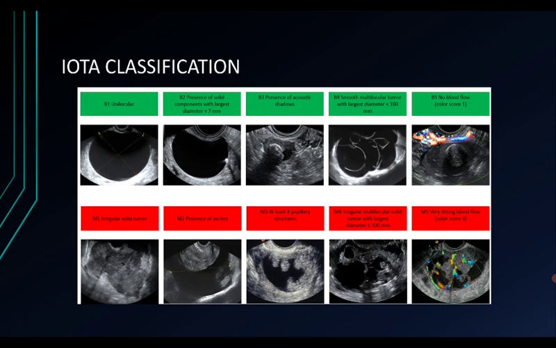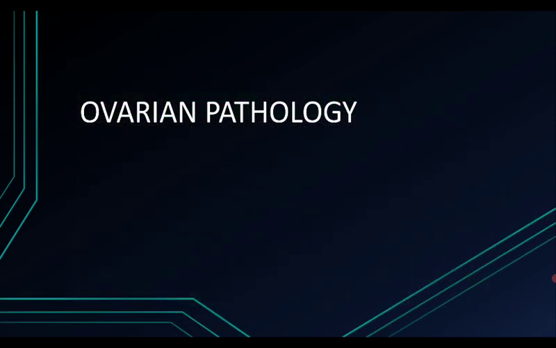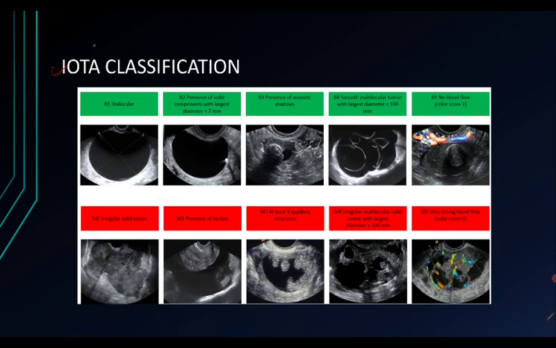IUCD. Okay, then ovarian pathology. Already I told you about uterine pathology. Now we are going to the ovaries, then tubes. For ovarian pathology, first you have to remember the IOTA classification. There are B rules and M rules.